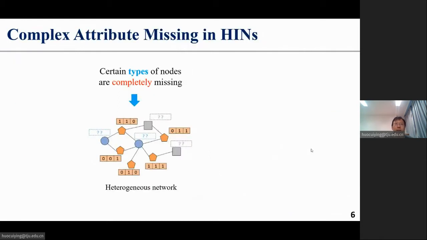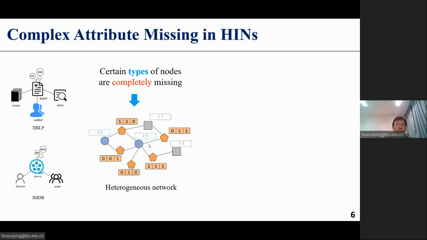But in fact, attribute missing is common in heterogeneous networks, and it's often the case that some types of nodes do not have attributes at all, such as circle and square nodes in this figure. Here are two different types of examples. The first is a DBLP network, where only the paper nodes have attributes, while the task is often the classification of authors, which do not have attributes at all.